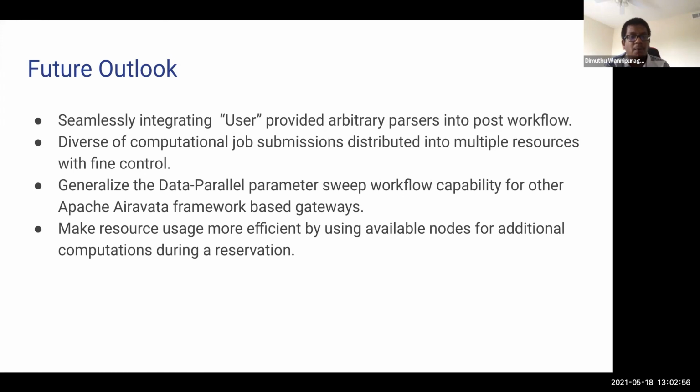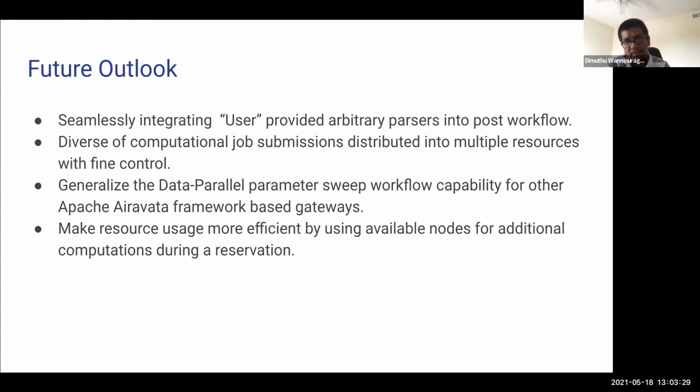And most importantly, learning from this particular project, we plan to generalize the data parallel parameter sweep code that we have implemented for this project to other Airavata gateways, so that other users can also use the parameter sweeping approach for their experiments.